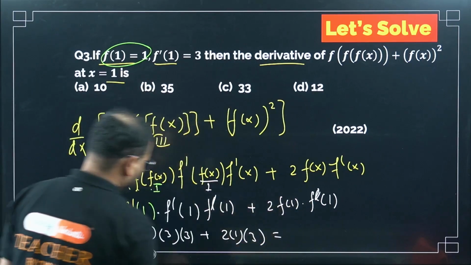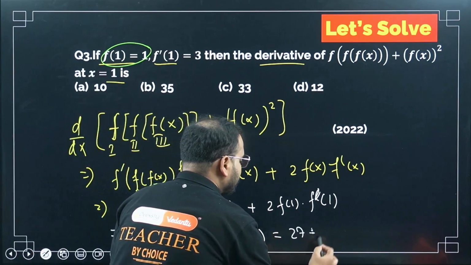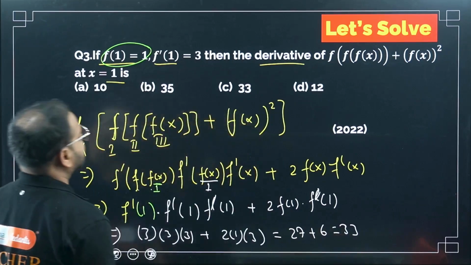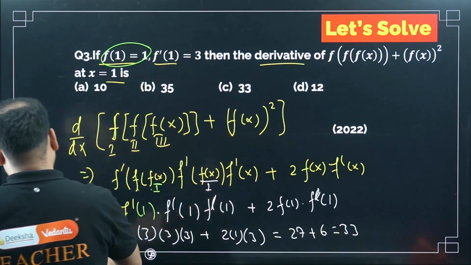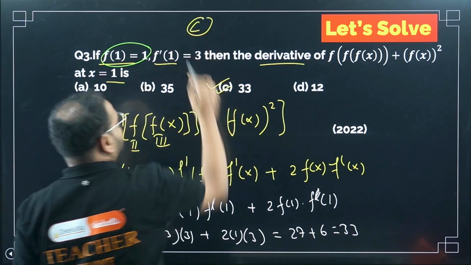Please have a look. 3 times 3 times 3 is 27, plus 6. 27 plus 6. How much is that? 33. Answer is C, 33. Okay.